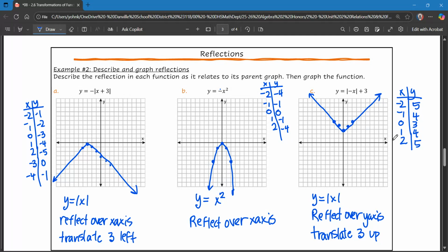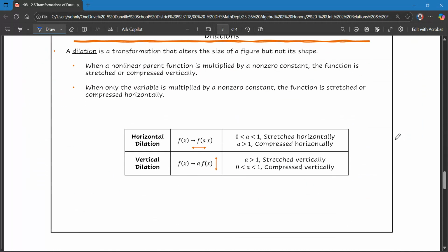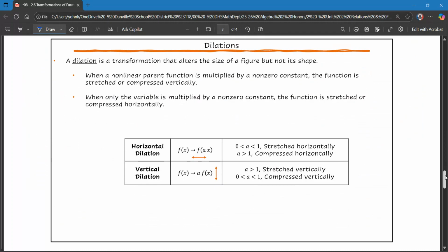All right, so the first transformation that we did was a translation. Second one was a reflection. Third one we're going to do, third and final, is called a dilation. The dilation is a transformation where you alter the size of a figure but not its shape. So that means you might have a small triangle and then a bigger triangle. And if I was perfect, those would be exactly the same shape, just one big and one small.